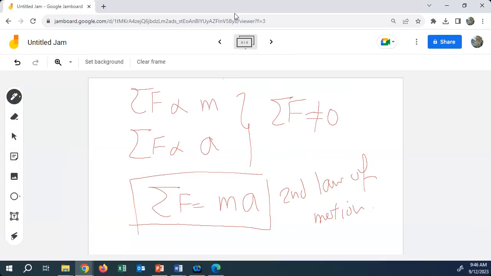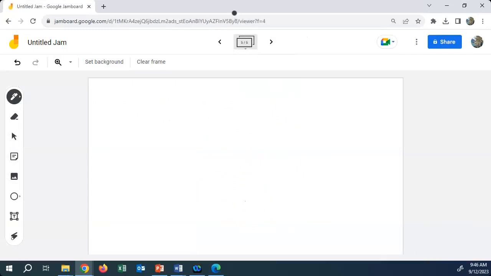Good? If the acceleration and velocity are in the same direction, it will accelerate. If the acceleration and velocity are in the opposite direction, it decelerates. Good? So this is Newton's second law. And how can we write Newton's second law? Sigma F is equal to mass times acceleration.